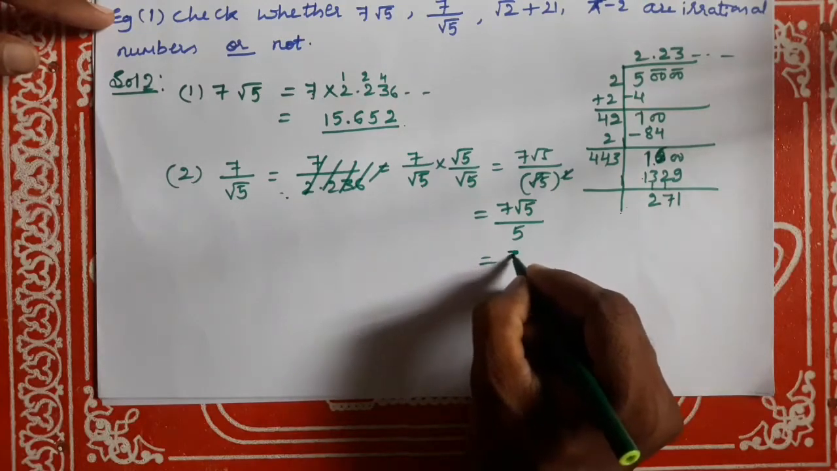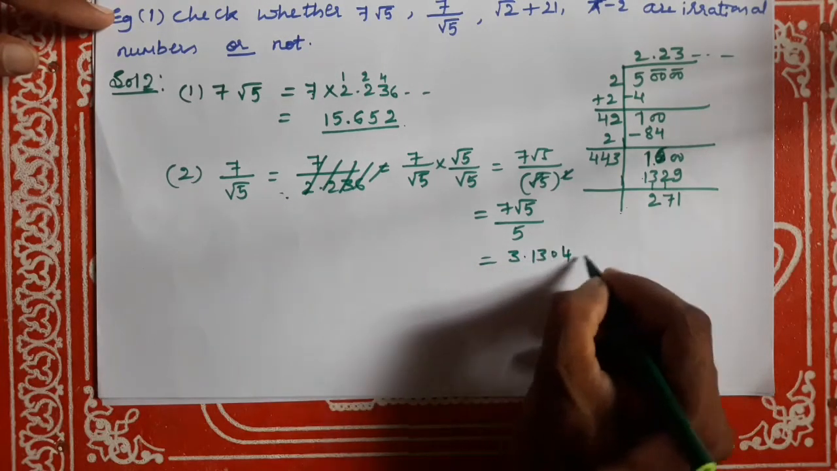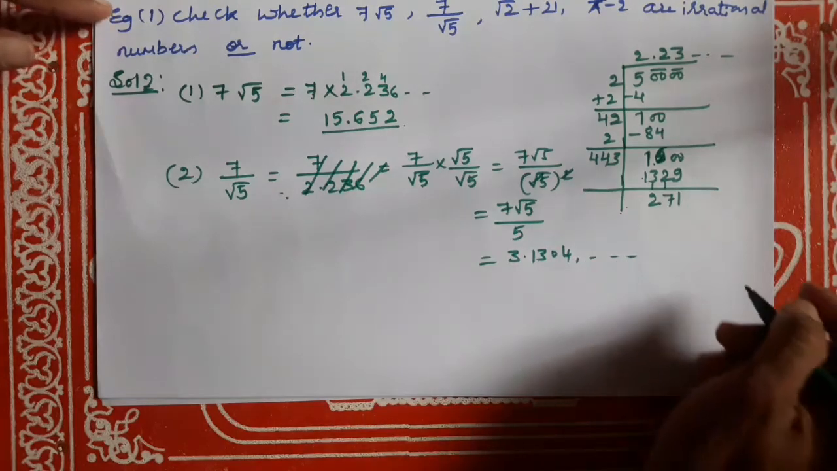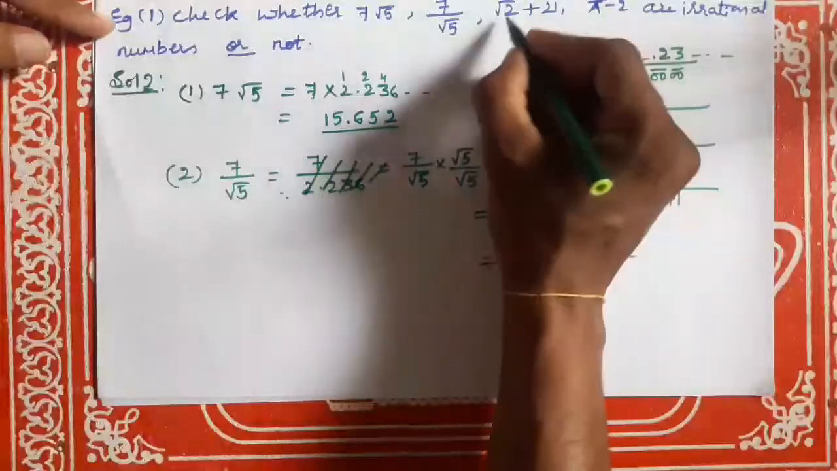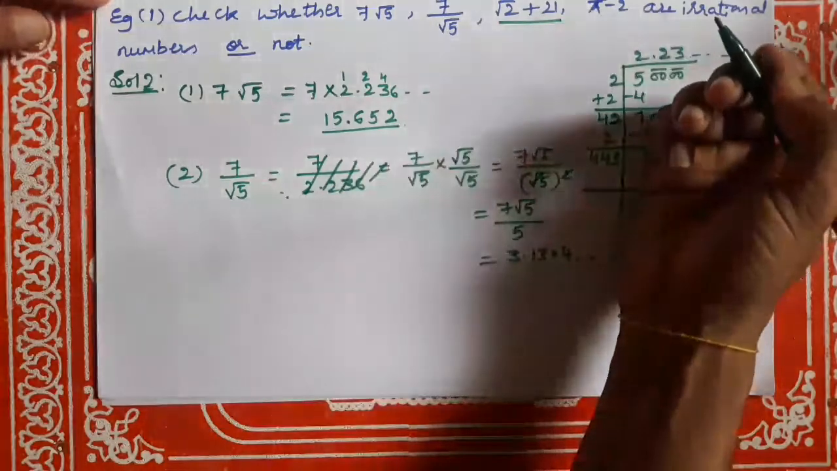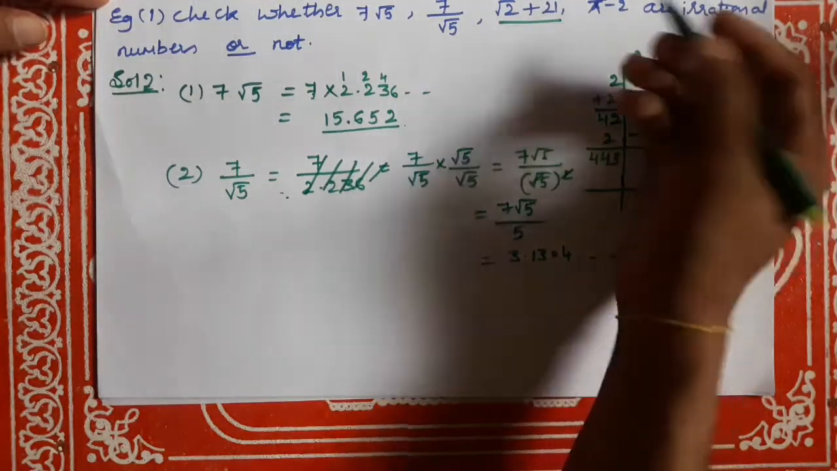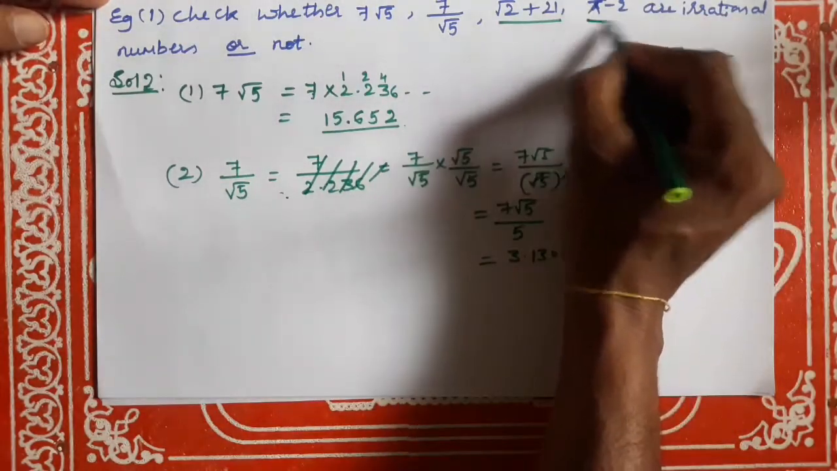We will get the answer 3.1304 and so on. In this case also we get a non-terminating, non-recurring decimal, just as we know for the value of pi also.